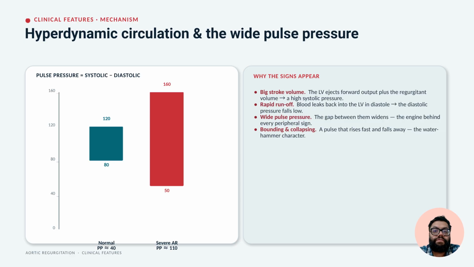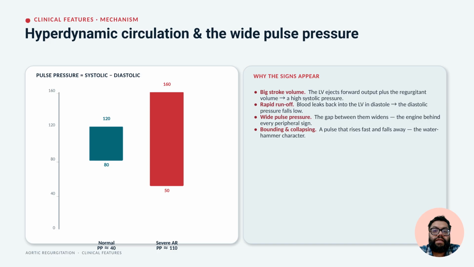Almost every famous peripheral sign in aortic regurgitation flows from one number, a wide pulse pressure. Look at the bars. In chronic severe AR, the ventricle ejects its normal forward output plus the large volume that leaked back, so the systolic pressure is driven high, here around 160. Then, during diastole, that same blood runs backwards into the ventricle and also off into a dilated periphery, so the diastolic pressure falls low, maybe 50. Subtract one from the other, and the pulse pressure is enormous, perhaps 110 against a normal 40.